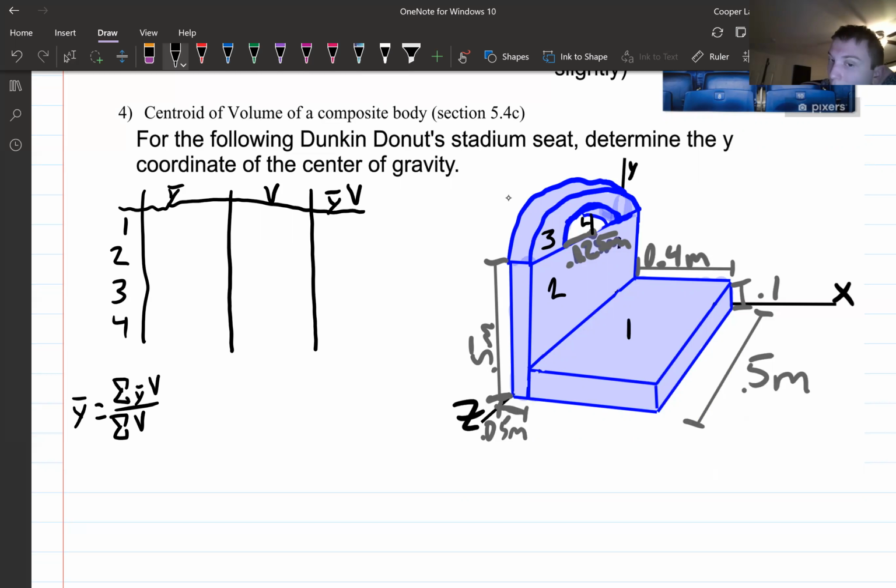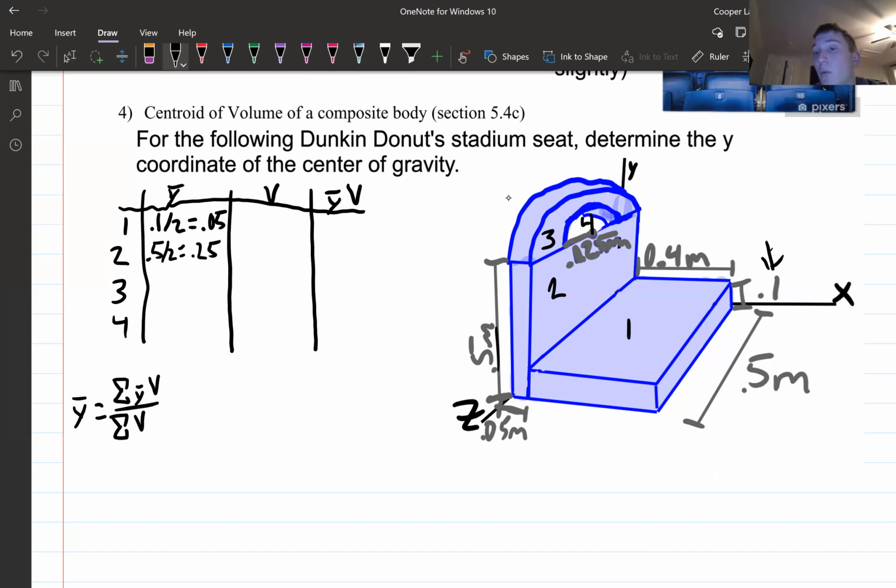For this first one, the y bar is pretty simple. I look over here at that point 1, and I'm going to take 1/2 of that because that'll be the y-coordinate of center of volume. So I do 0.1 divided by 2, which equals 0.05. Then I go on to shape 2, and it's a very similar process. I grab this 0.5 right here, and I'm going to do 0.5 divided by 2, which equals 0.25. I'm now going to go on to my shape 3.